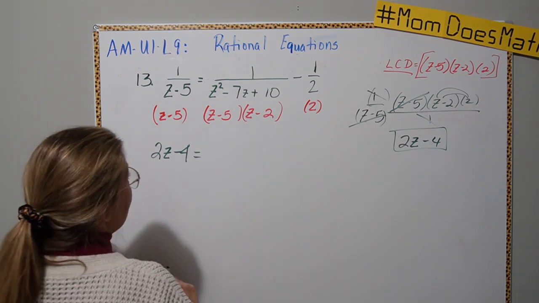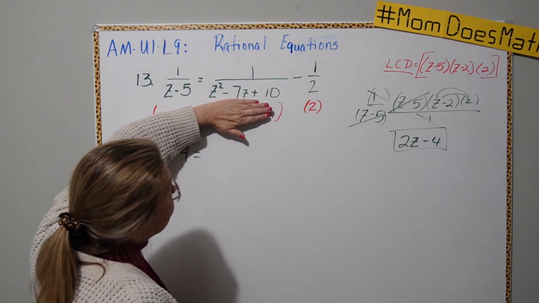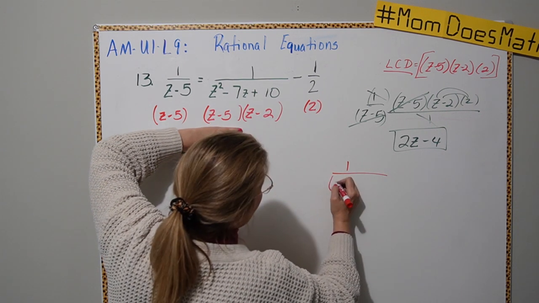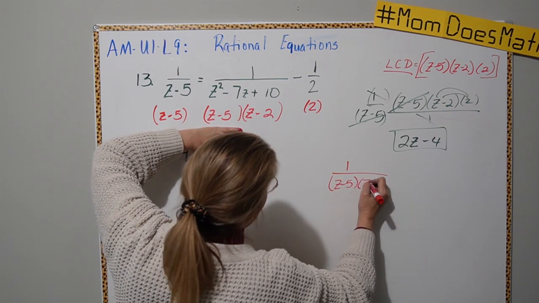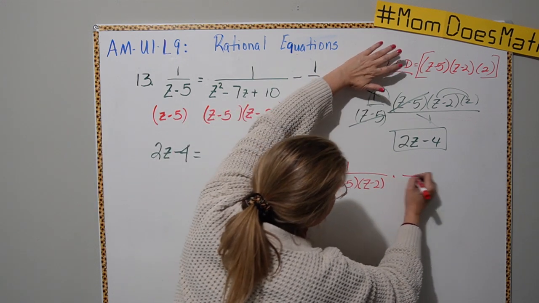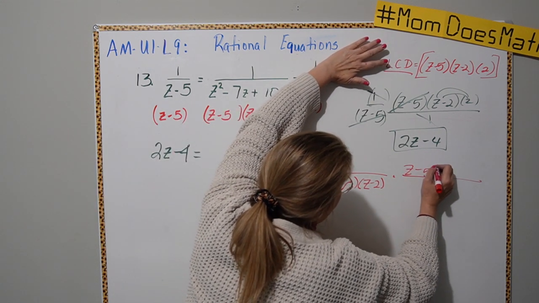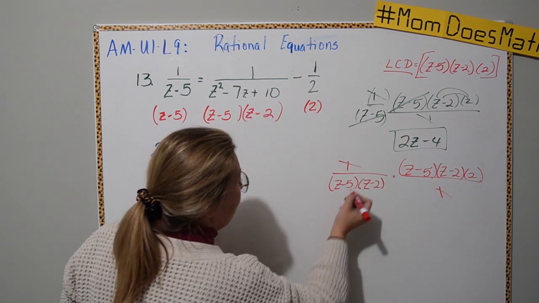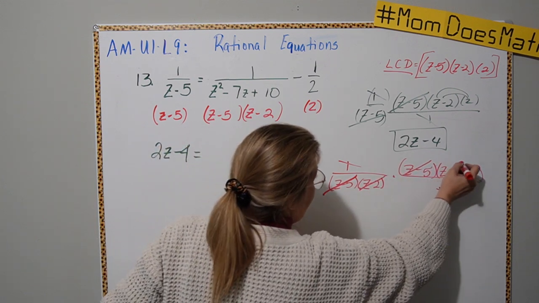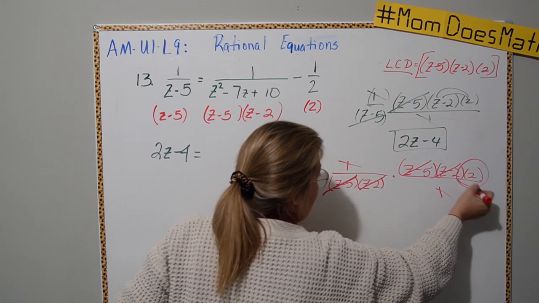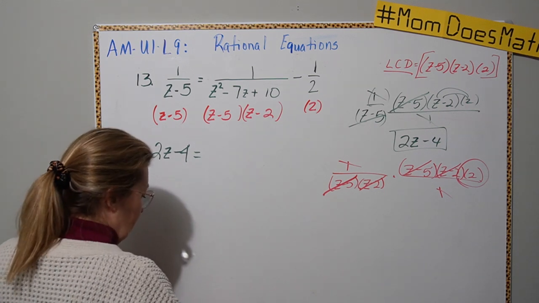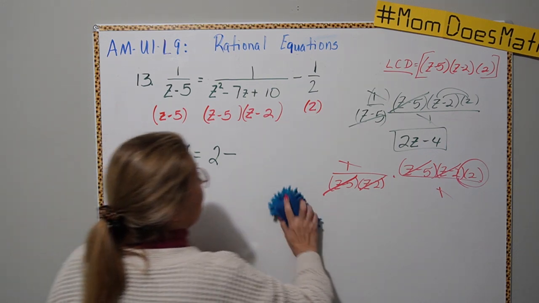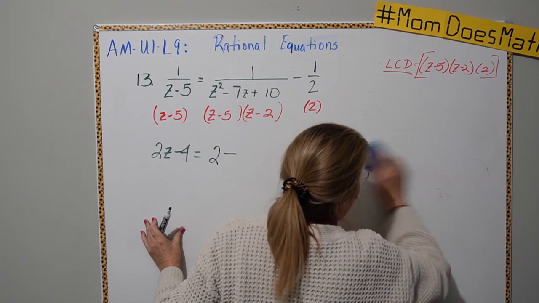Okay? Now, for the next one, when I multiply this times all of that, what would happen if I do that? 1 over, and I'm going to write it in factored form, z minus 5, z minus 2 times z minus 5, z minus 2, and 2. Okay, the 1's cancel, the z minus 5's cancel, the z minus 2's cancel, so what do I have left? Just a 2. So I can just come over here and put 2 minus.